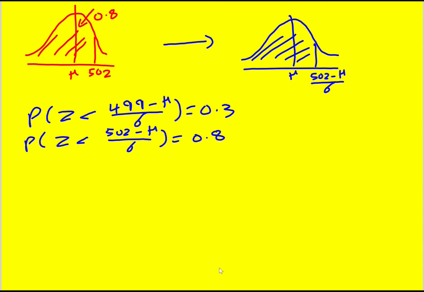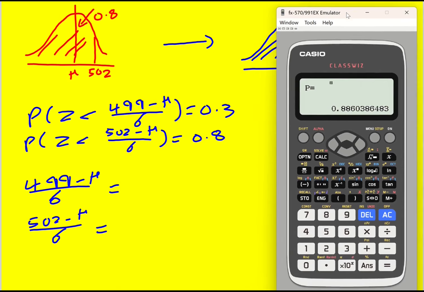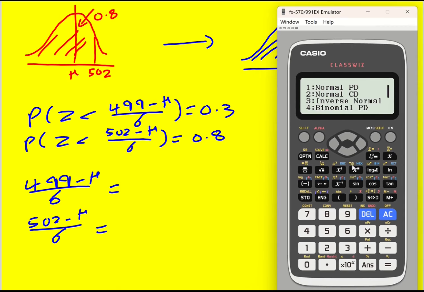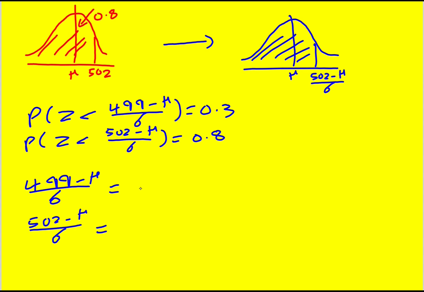And I can use the inverse normal now. So that will get me 499 minus mu over sigma, and 502 minus mu over sigma. Inverse normal, area. The first one is 0.3. And then remember, I'm using the standard normal now. So we get minus 0.5244.